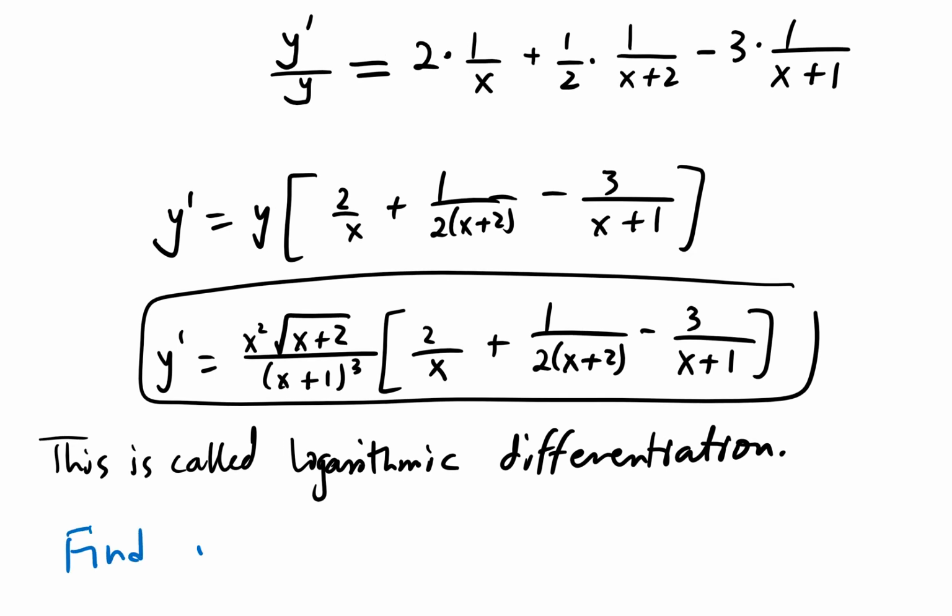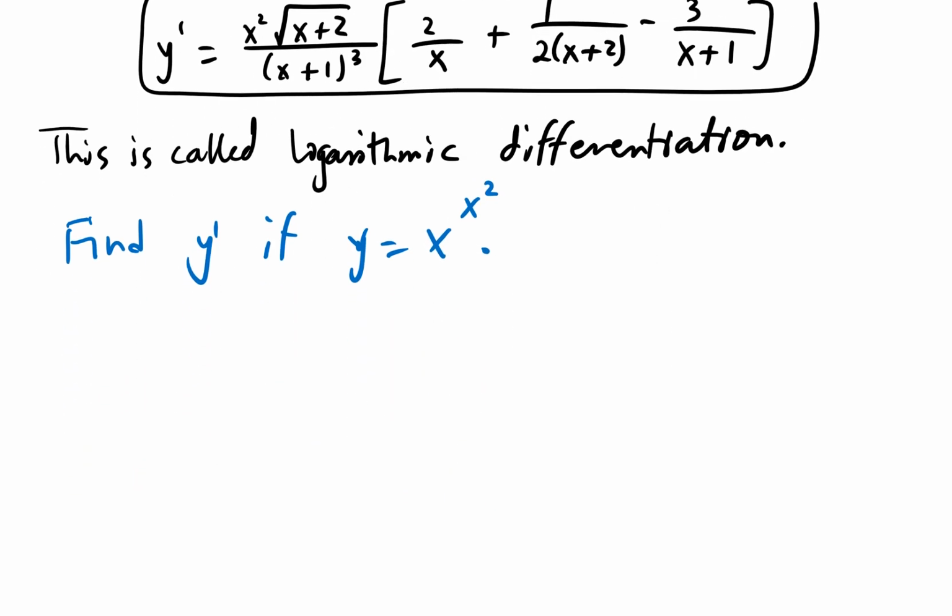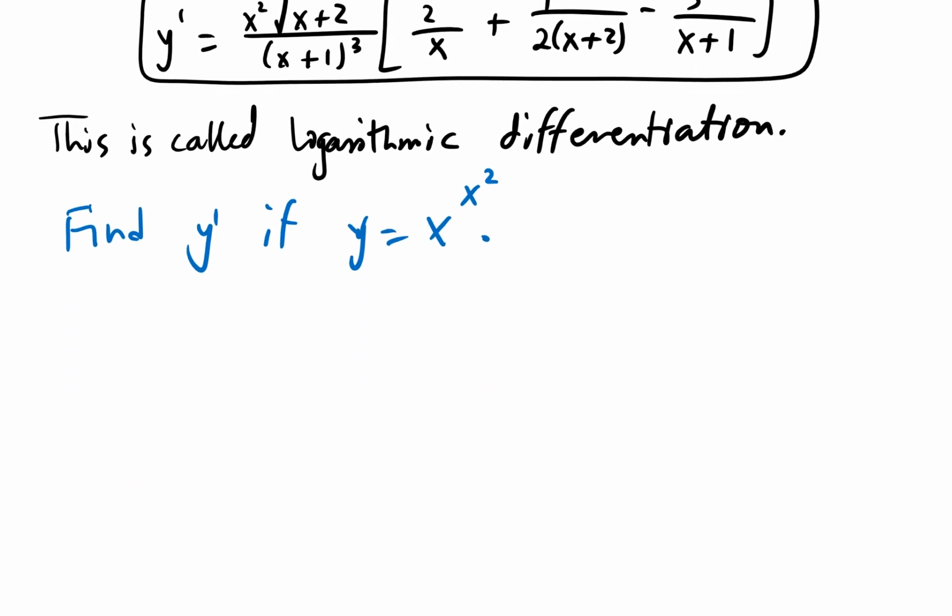You may try this one. Find y prime if y equals x raised to x squared using logarithmic differentiation. Move on. So here again, we have a formula if you have a number to some function, or if you have a function to some number, but we don't have a formula for a function to a function. So what do we need to do here?